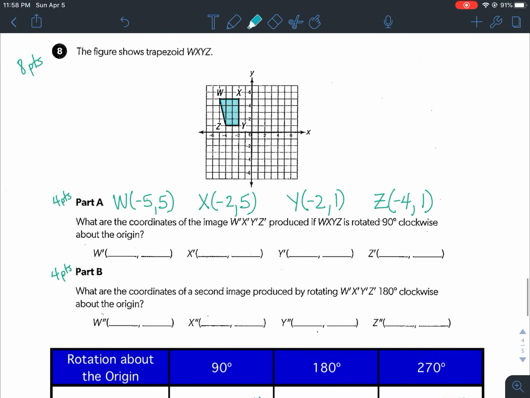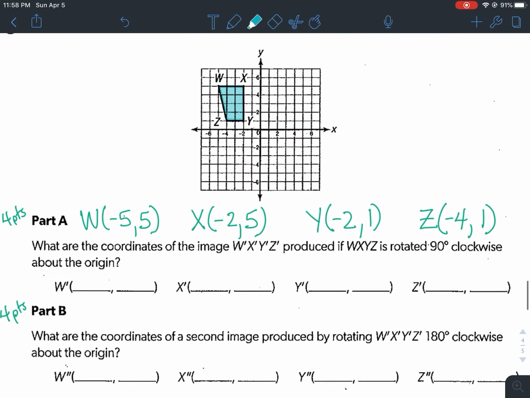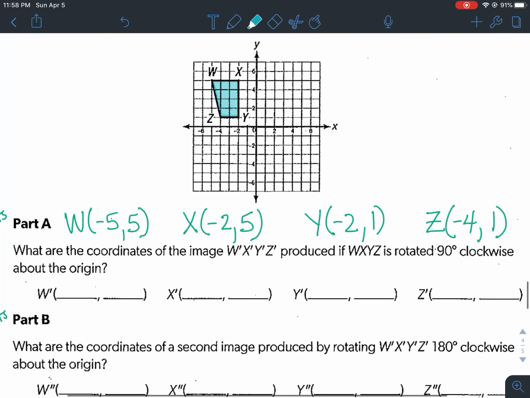Number 8 is worth 8 points: 4 points for part A and 4 points for part B. In other words, it's 1 point for each ordered pair that you find. The figure shows trapezoid WXYZ. That highlighted trapezoid is the original figure, the pre-image. Right now, pause your video and write down the ordered pairs for W, X, Y, and Z.